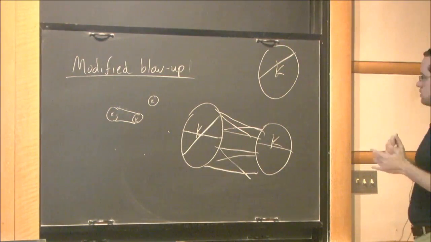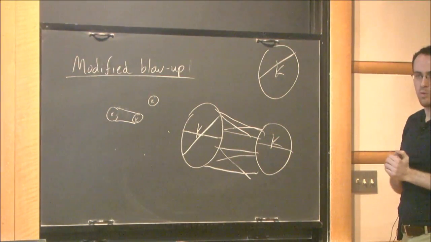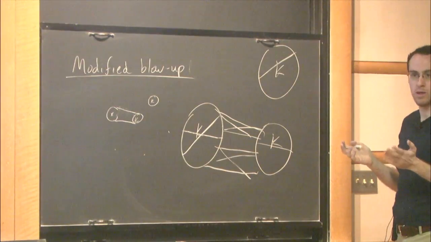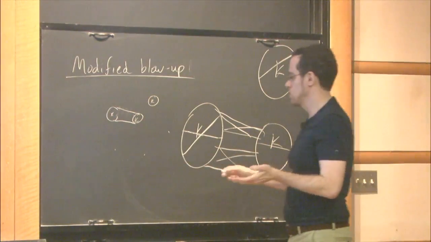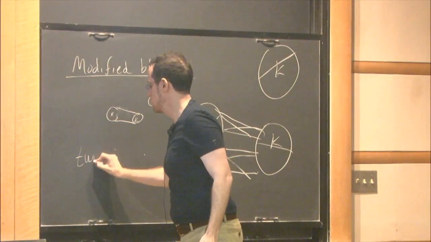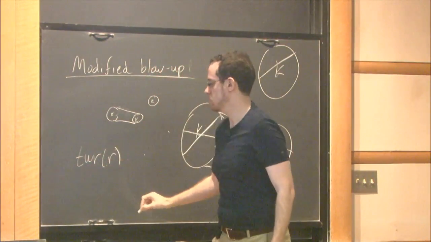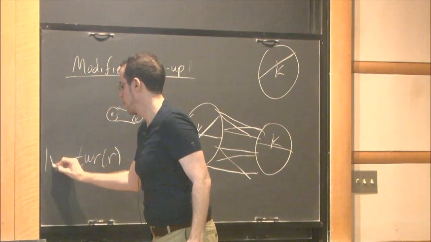Okay, so let's look at some basic statistics on this graph. What is the number of vertices of this graph? It's going to be a tower of height r, roughly. This is the number of vertices.